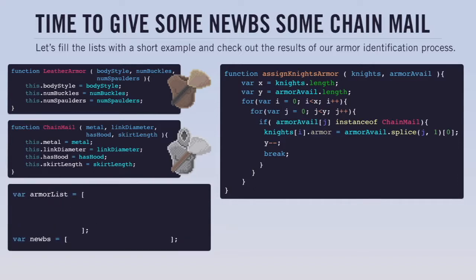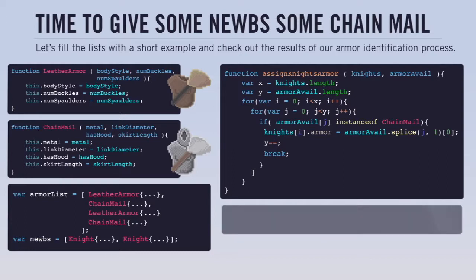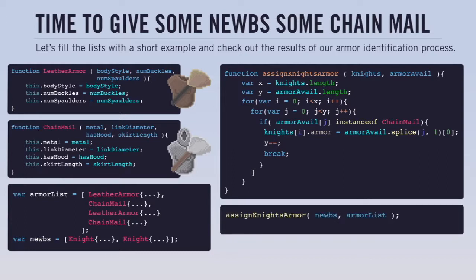We're going to get our armor list. It's going to have a leather armor, a chainmail, a leather armor, and another chainmail. And then we have a noobs array, which got 2 new knights in it. Cool. Now we will begin our assign knights armor function. We will pass in our noobs array as well as our armor list.